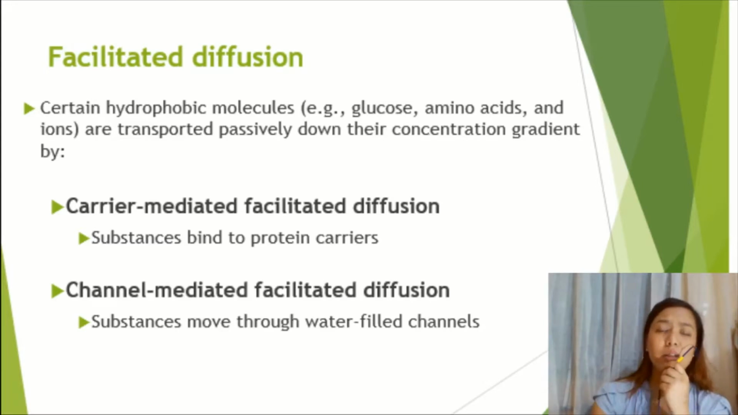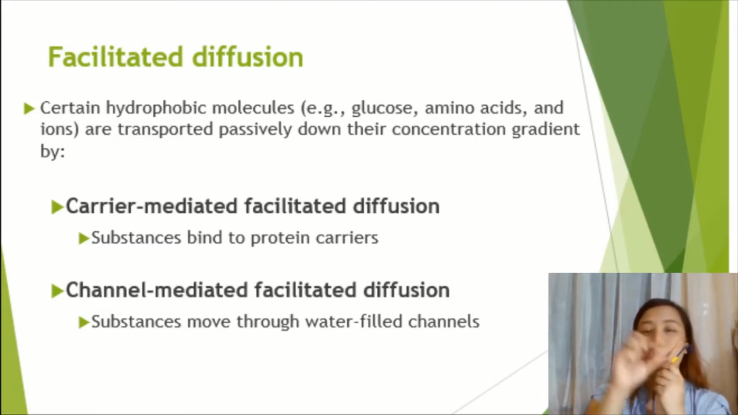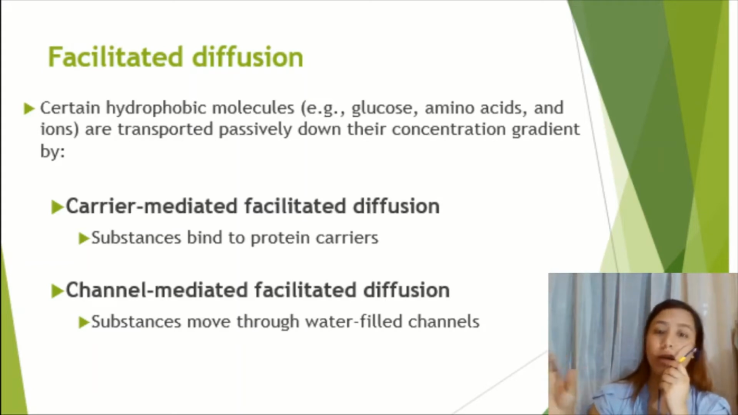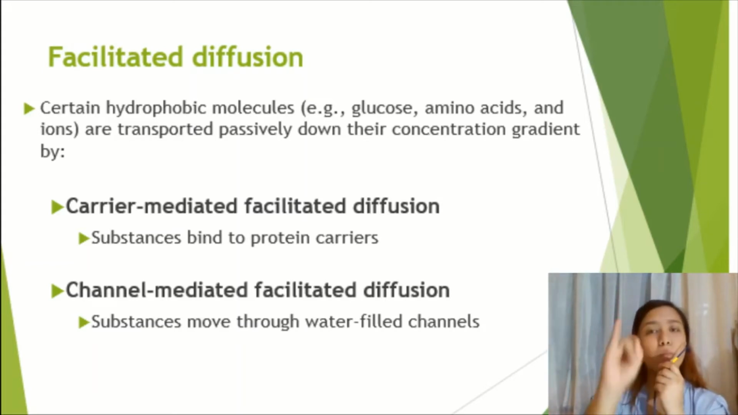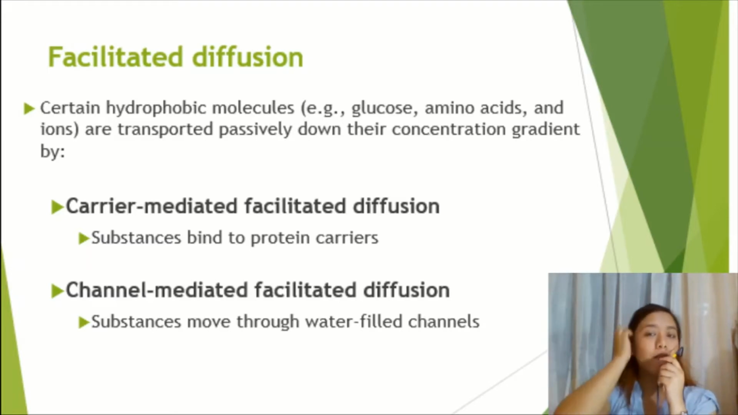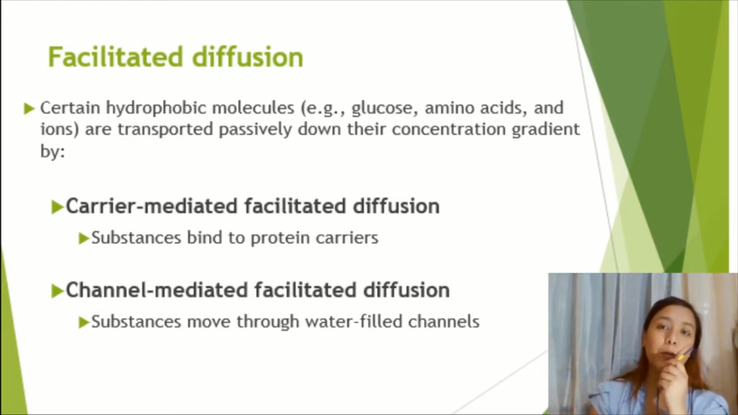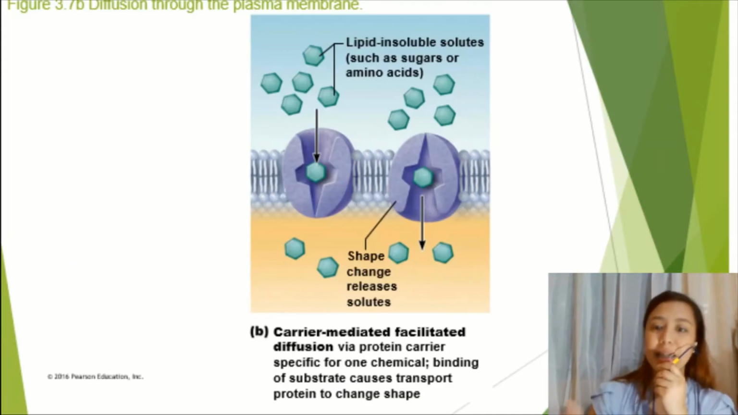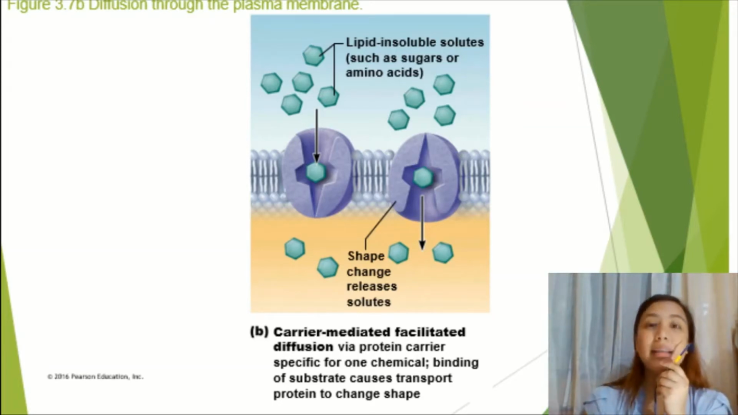So what's the difference from simple diffusion? In your simple diffusion, you are just basically bypassing the phospholipid bilayer without entering any kind of receptor, channel, or any kind of protein that you can find embedded in the phospholipid bilayer. In here, as you can see in the example, this is the carrier-mediated facilitated diffusion, into which you can only allow a specific chemical as long as it is compatible with your protein.